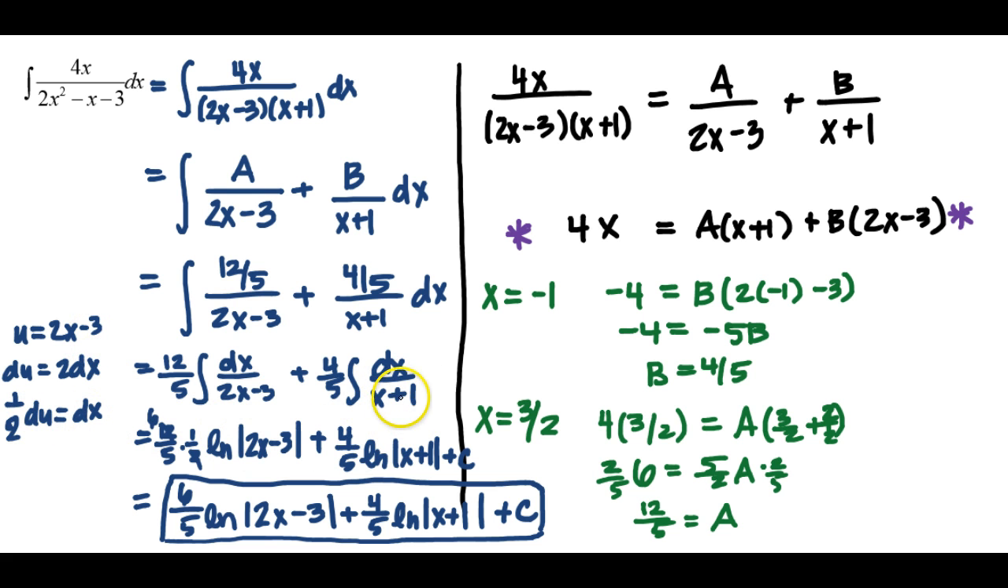So when the linear term on the bottom has a leading coefficient of 1, I don't have to worry about it. When I have any other leading coefficient, it's going to be 1 over that leading coefficient that's going to come to the front.